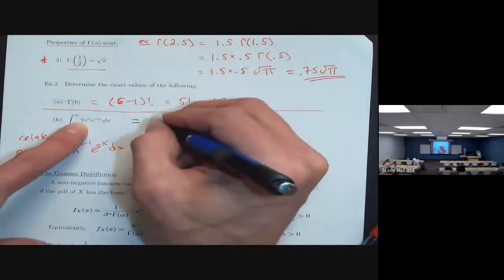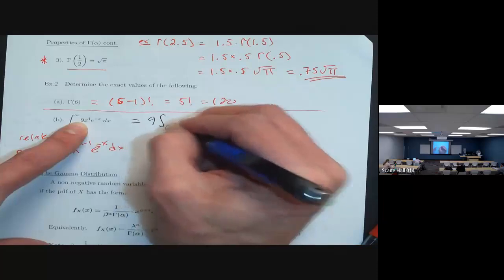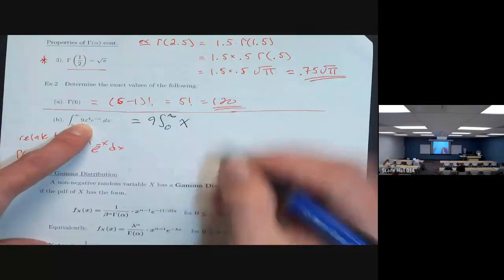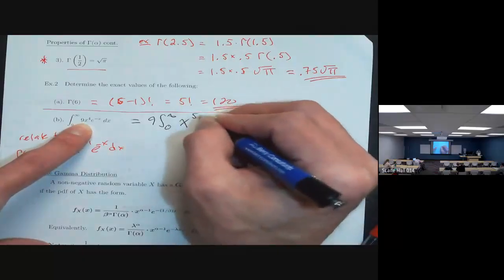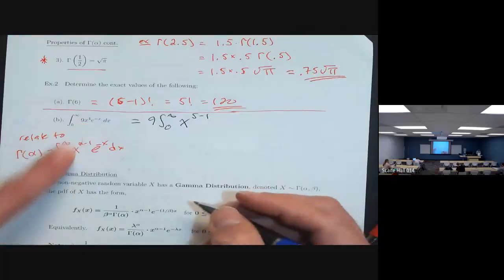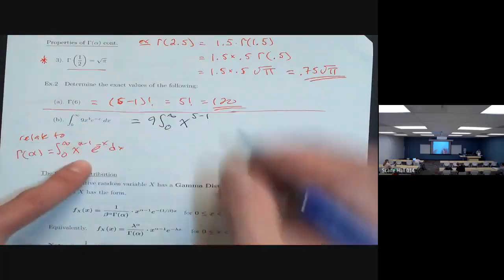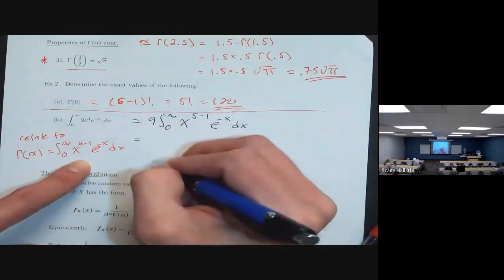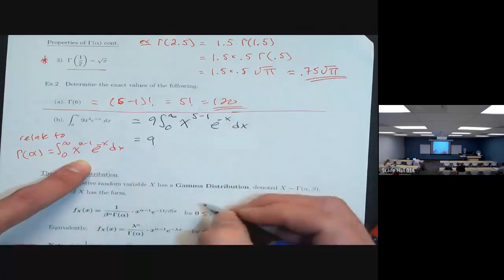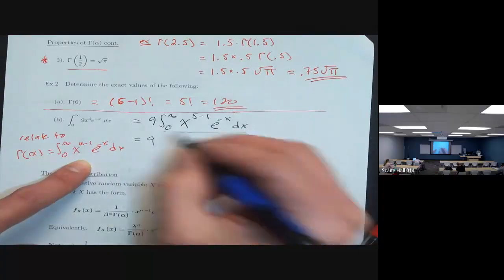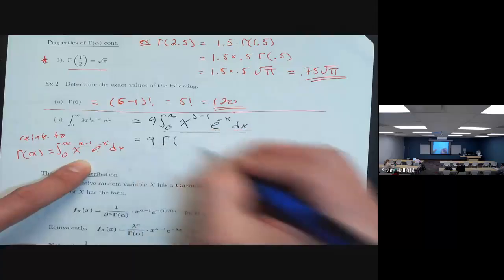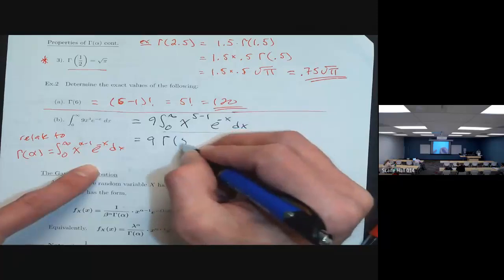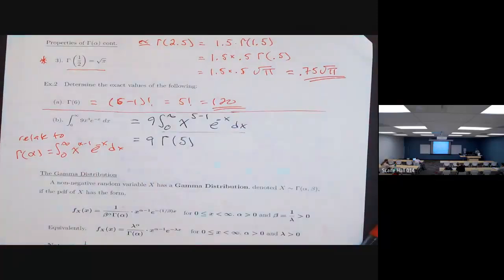All right, so what do I have? Well, first, constants, I can just bring this constant to the outside. So I have 9 times the integral from 0 to infinity. This will be a little bit tricky. x to the 4 is the same thing as x to the 5 minus 1. I'm trying to set it up to make it look like this. Then e to the negative x is just e to the negative x. So that's actually 9 times, then what is this? This is the gamma function with my alpha being 5, so it's 9 times gamma of 5.